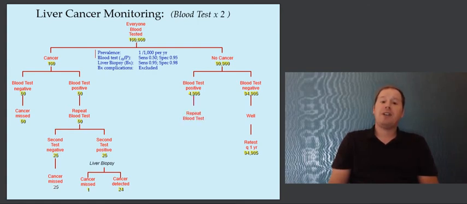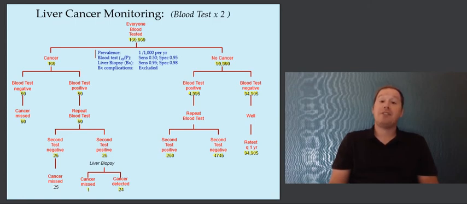Of the 4,995 who were false positives and told they had cancer when they don't, and that of course is very stressful to be told you have cancer and have a positive test result when in fact it's wrong, we're going to repeat the blood test immediately for them. On a second blood test, again with a 0.95 or 95% accuracy, 250 will test positive and 4,745 will test negative.